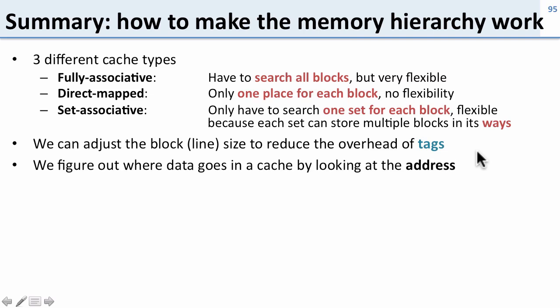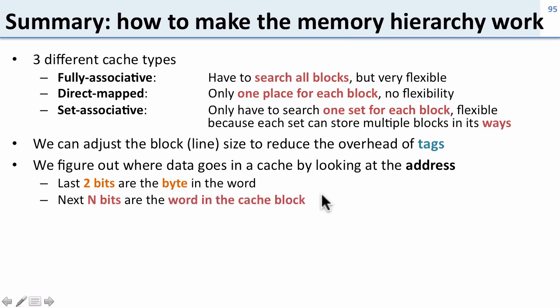We figured out that we can choose where the data goes in the cache by looking at the address. And we saw already in the first lecture in this class that the last 2 bits are the byte in the word, and then we use the rest of them to figure out where it goes in the cache. So the next n bits are the word in the cache block, and this depends on how big each cache block or cache line is, and the remaining bits are used for the tag, or where it goes in the cache.